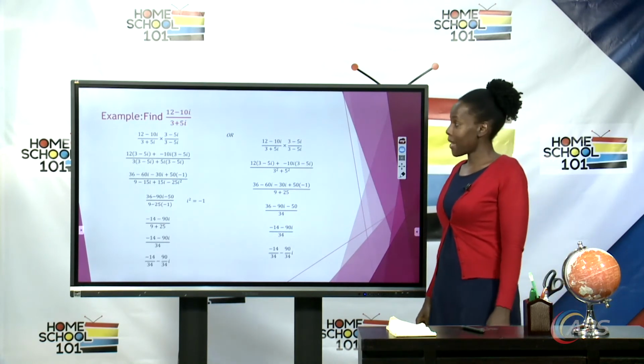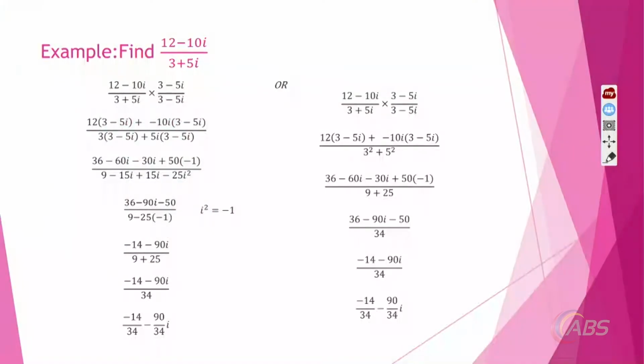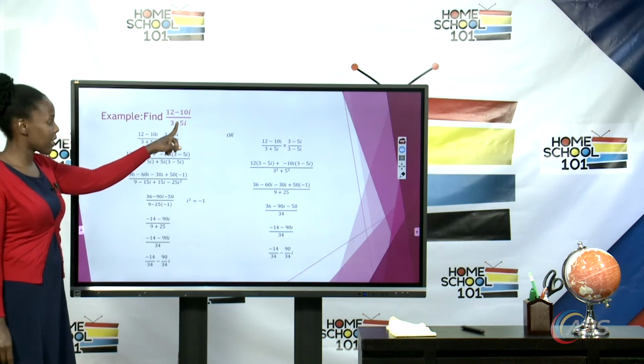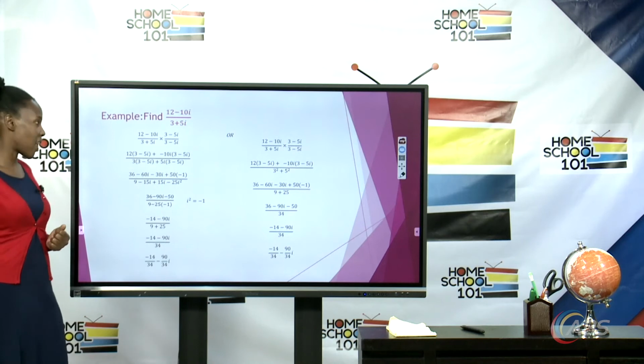So we will look at an example here. So we have 12 minus 10i divided by 3 plus 5i. And again, what we would need to do is to simply multiply by the conjugate of the denominator. So the denominator is 3 plus 5i. So therefore, if I'm multiplying by its conjugate, the conjugate of 3 plus 5i would be 3 minus 5i. The only thing that would change would be the sign here, so that positive sign would change to a negative sign.